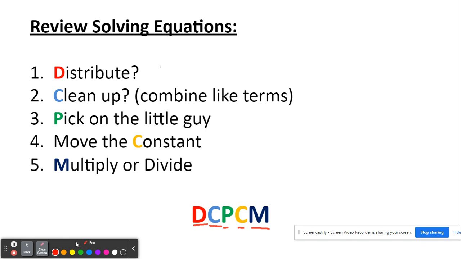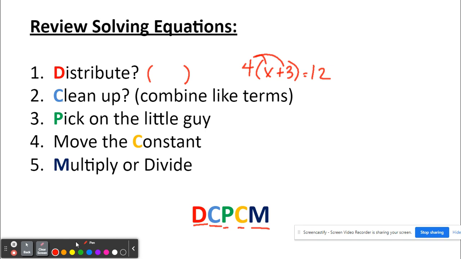So the first thing is distribution. So what I'm going to put right here is parentheses. The only time we're going to use distribution is if we see parentheses. So if I had, for example, 4 parentheses x plus 3 equals 12, that's when I would use distribution. I would need to take this 4 and distribute it through the problem.